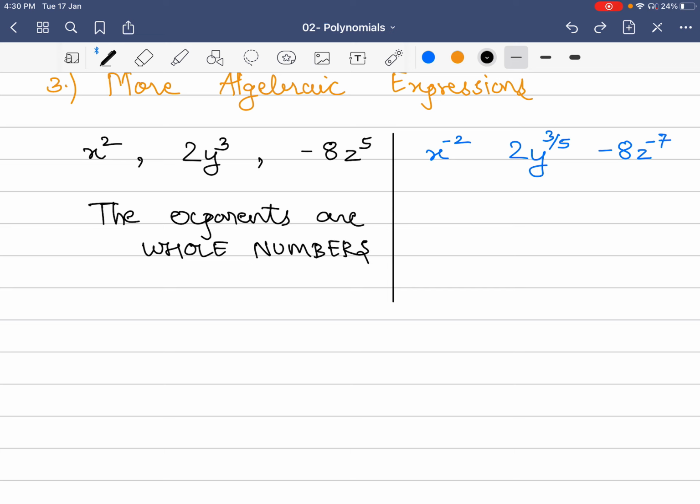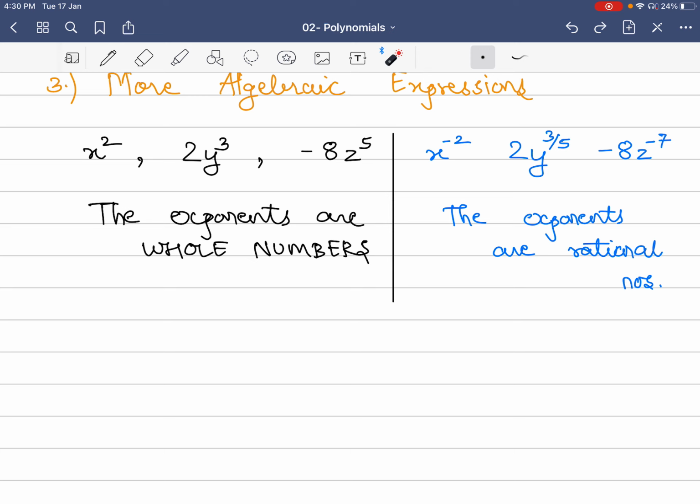Whereas on the right hand side, you can see that the exponents are rational numbers. Here the exponents are rational numbers. Now this is the main difference between these three algebraic expressions and these three algebraic expressions. All the six are algebraic expressions. Note that all the six expressions are valid algebraic expressions.